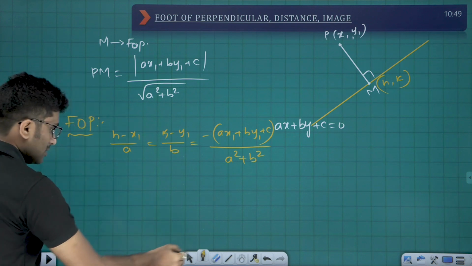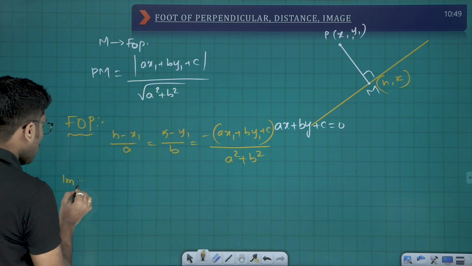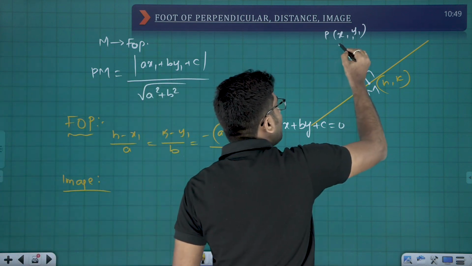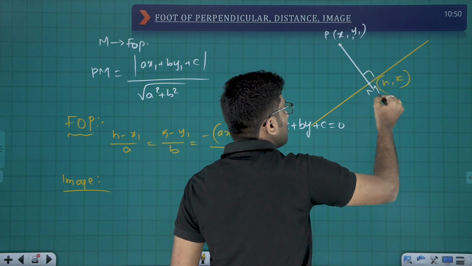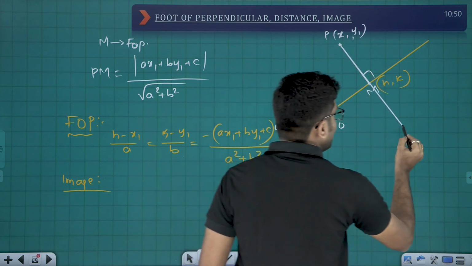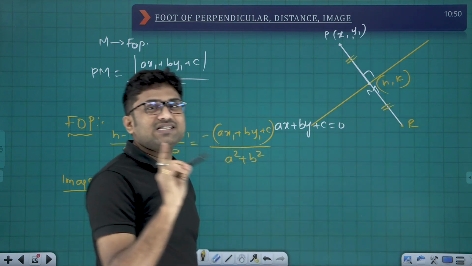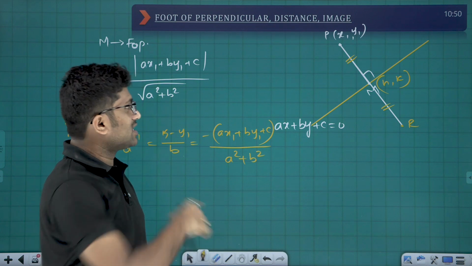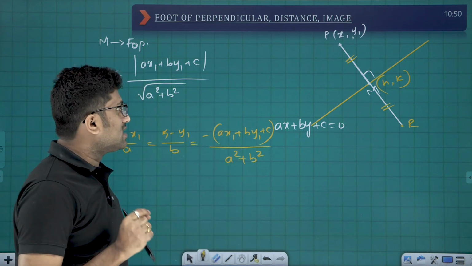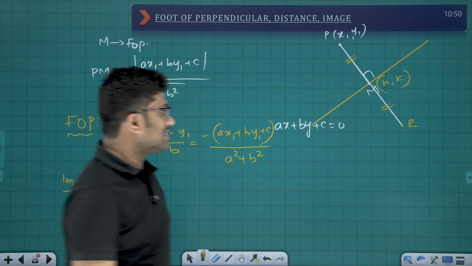Next, we have another point called image. What do we mean by image? Image means, friends, if we extend this PM to some point R, such that PM is equals to MR, then R is said to be the image of P with respect to the line ax plus by plus c is equals to 0, or R is said to be image of x1 comma y1 in the line ax plus by plus c is equals to 0.